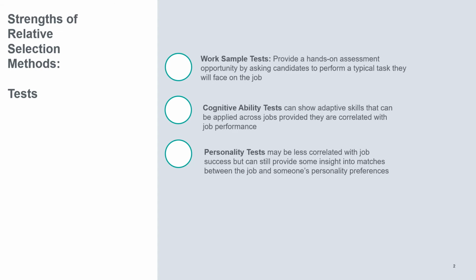And finally, you have personality tests, and these may be less correlated with job success than some of the cognitive ability tests, but they can still provide some insight into matches between a job and someone's personality preferences. And so for this, maybe we would think about somebody like a host or another public-facing position, where somebody who's probably pretty high in extroversion may be more comfortable doing that job than someone who's not.